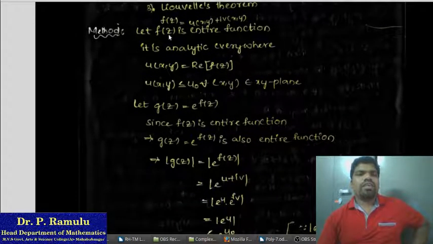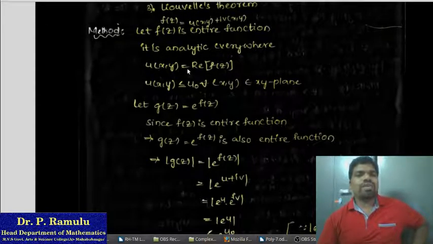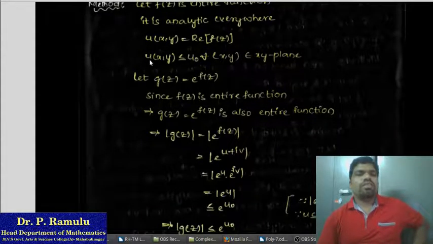Let f of z equal u of x comma y plus i v of x comma y be an entire function. It is analytic everywhere. By hypothesis, we know that u of x comma y equals the real part of f of z. So u of x comma y is less than or equal to u naught for all x comma y in the xy plane, by hypothesis.